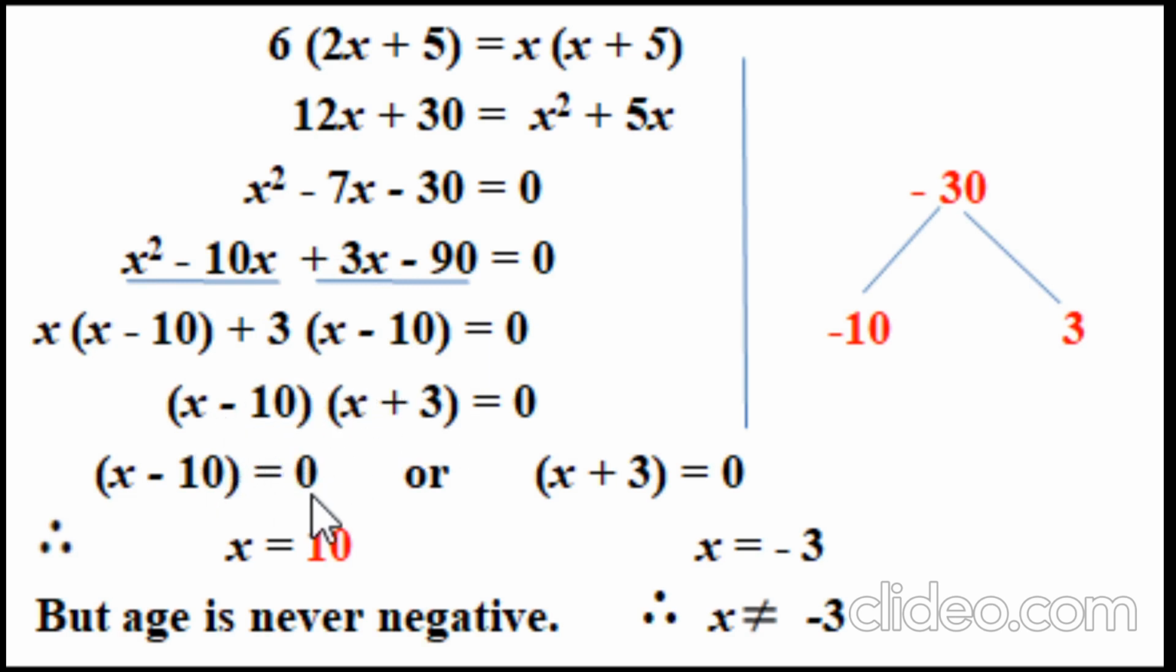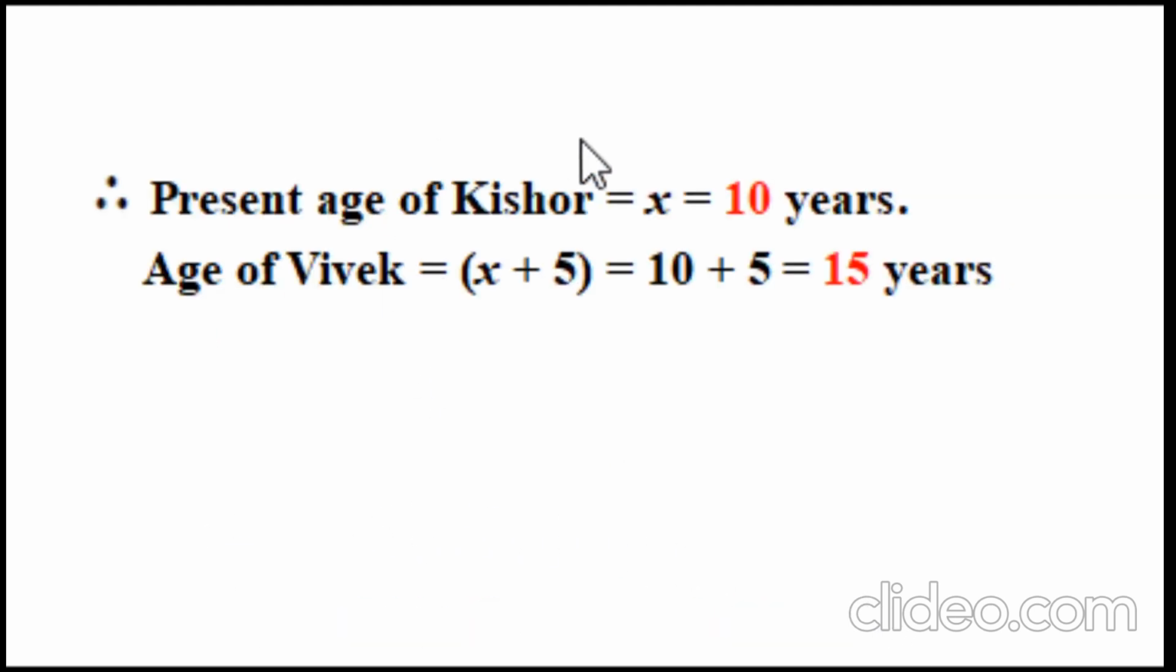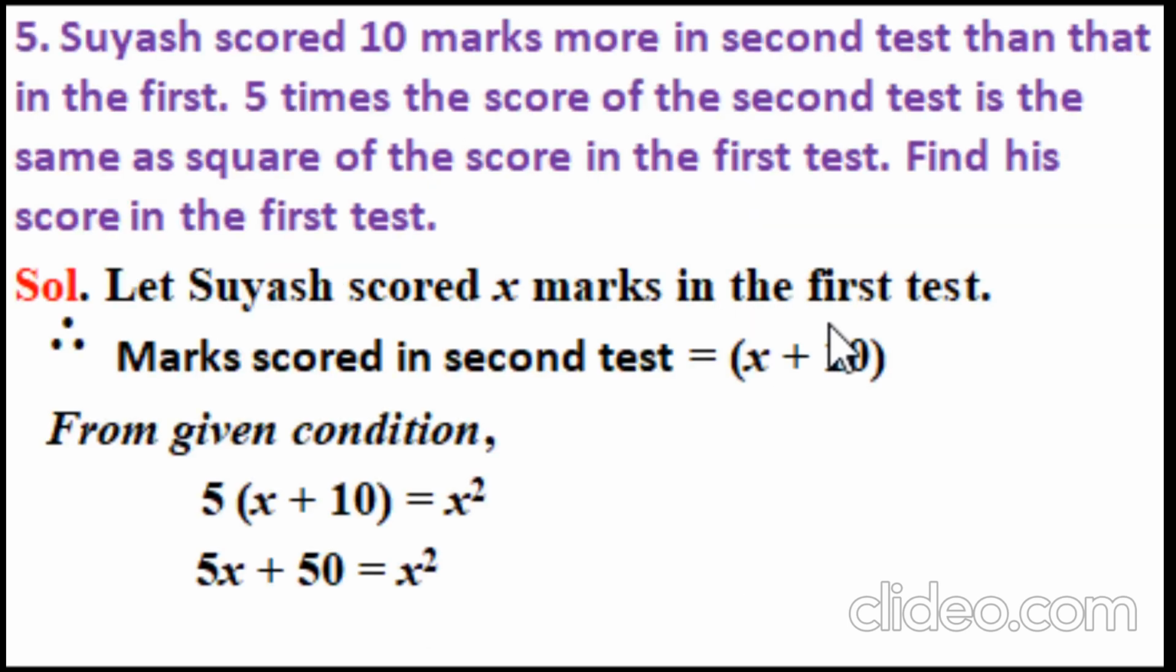So x minus 10 is equal to 0 or x plus 3 is equal to 0. Therefore x is equal to 10 or x is equal to minus 3. But the age is never negative, therefore x cannot be considered as minus 3. Hence x is equal to 10. Therefore present age of Kishore is x, that is 10 years, and age of Vivek is x plus 5, that is 10 plus 5 is equal to 15 years.